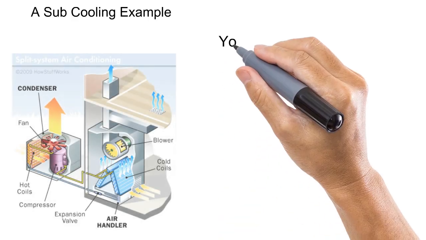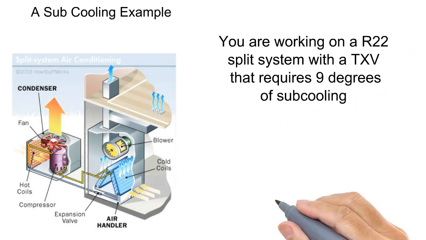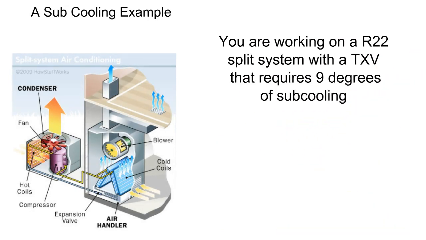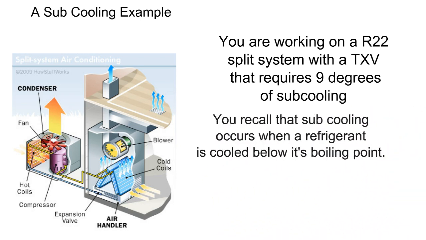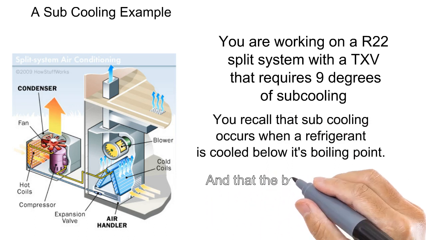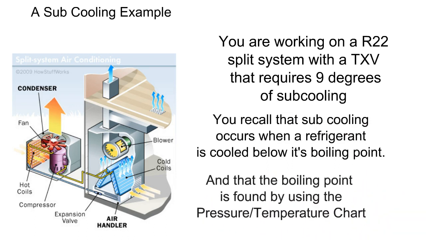Okay, let's take a look at a subcooling example. Here we have a split system residential, and it's an R22 with a TXV, and the manufacturer requires 9 degrees of subcooling. So you remember that subcooling occurs when a refrigerant is cooled below its boiling point, and the boiling point is found by using the pressure temperature chart.